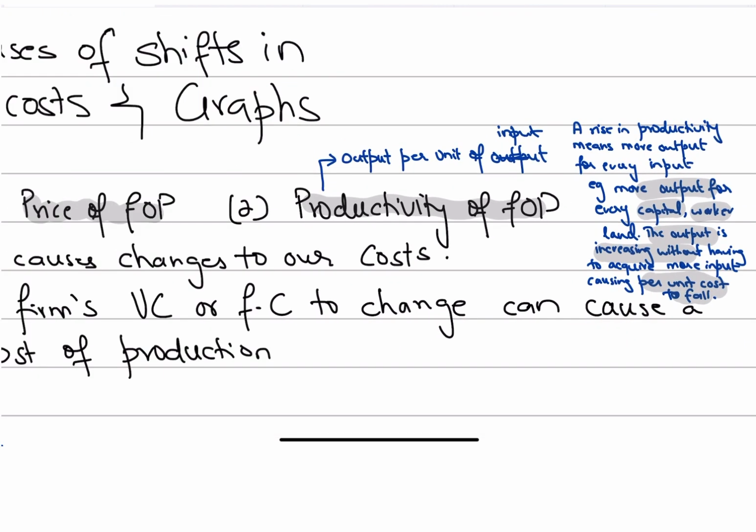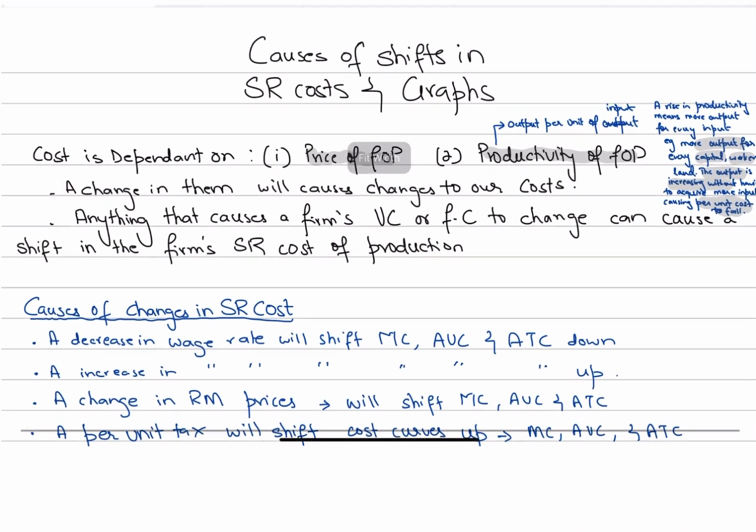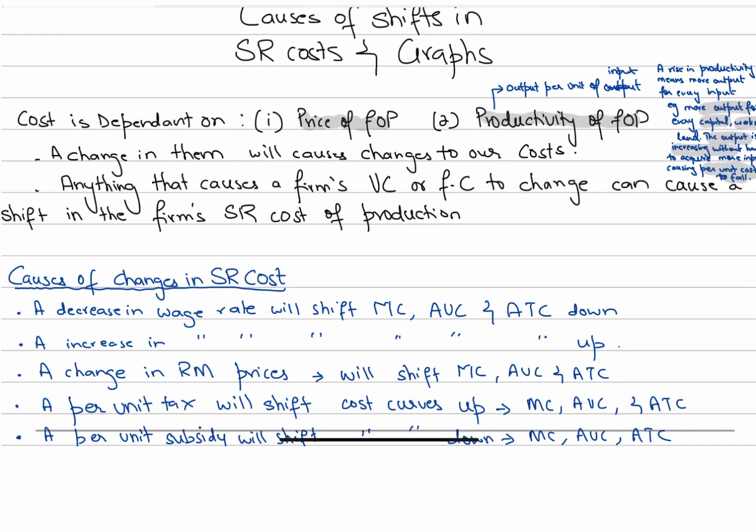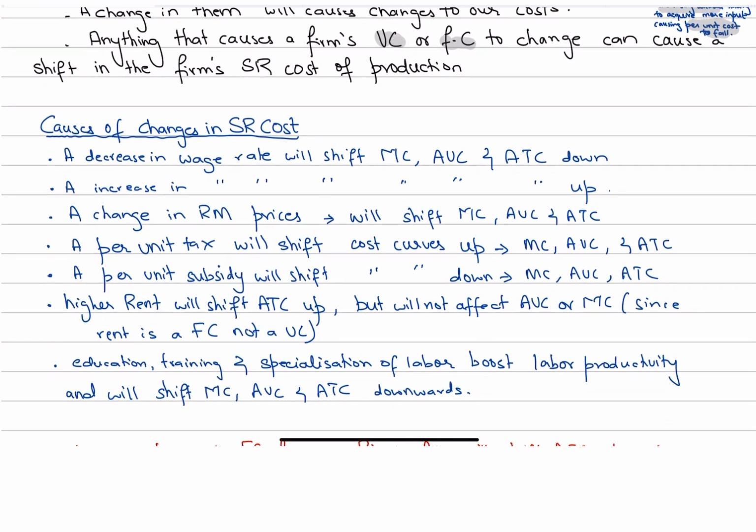So technically two things will impact your short run costs. They will increase or decrease depending upon the price and the productivity of the factors of production. Any change in them will cause changes in our short run cost. And remember, guys, we know that costs are divided into variable and fixed costs. So anything that causes your fixed cost or variable cost to change in the short run will shift the firm's cost of production, graphically represented by a shift in your short run cost curves. So when could short-run costs change? We need to know this.